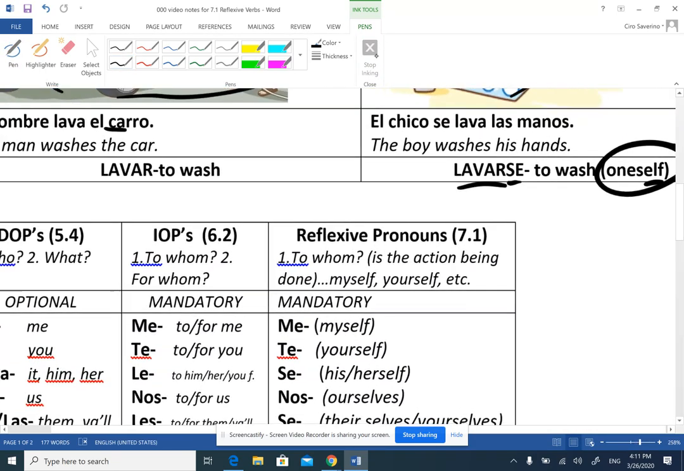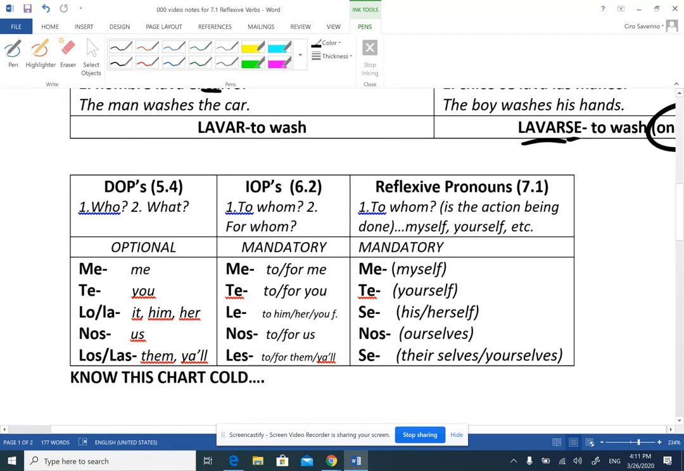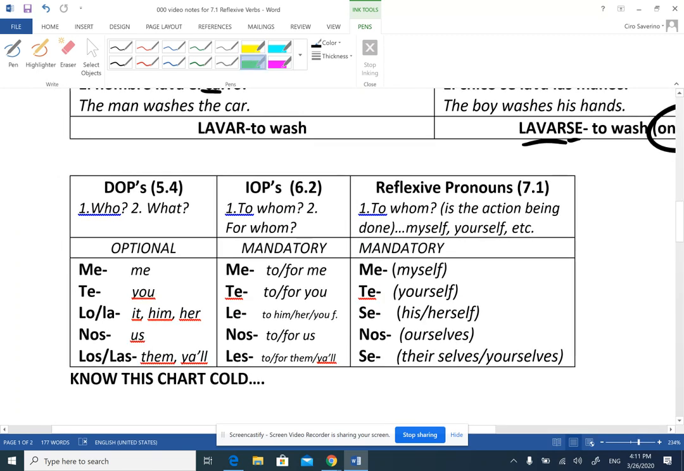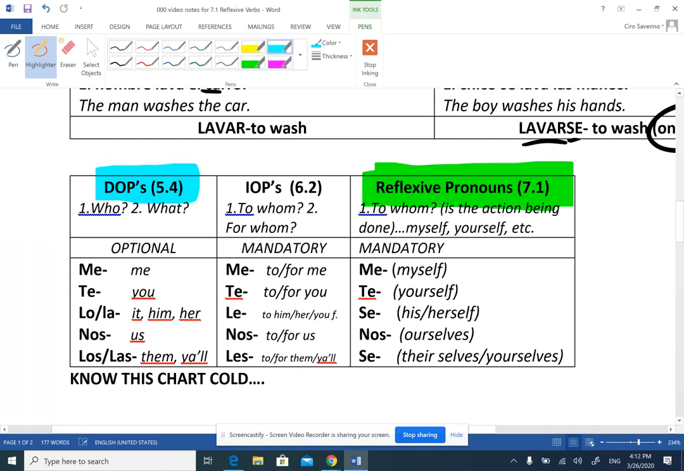Important to this lesson is reflexive pronouns. This is new. Reflexive pronouns. Let's review the pronouns that we've learned this year. We've learned DOPs in section 5.4, and they answer the questions who and what. We learned that these are optional, and we use them when we're lazy and we want to avoid repetition. And these are me, te, lo, la, nos, and los, and las.